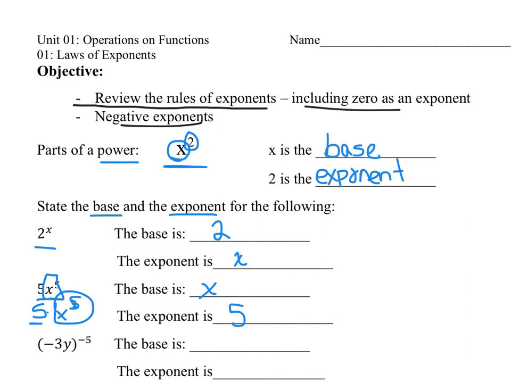Now, technically, this 5 right here does have two parts also. Technically, its exponent is 1, and the base is 5. So there are two powers in this particular problem.